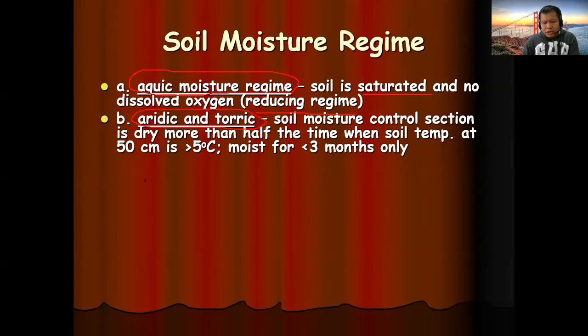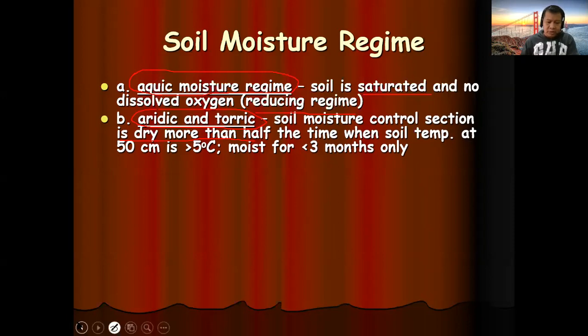Soil moisture control section is dry. This is dry. Soil moisture control section is dry more than half of the time when soil temperature at the 50 centimeter is more than 5 degrees Celsius. Moist for less than 3 months only. So moist for less than 3 months only, and the rest are dry periods. So take note for that.